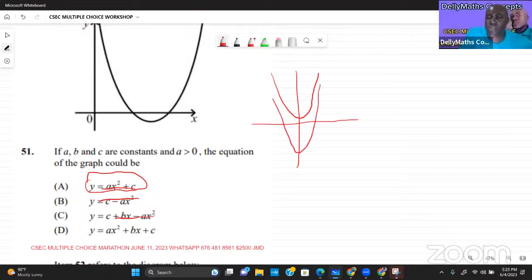When it steps to the right or to the left of the y-axis is when you start to have dx. The moment you have dx, it starts to step to the right and to the left. As you could see, this graph up here is not on the y-axis. It's stepped off the y-axis. So the answer is D.